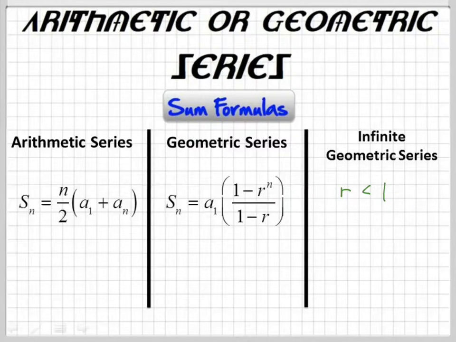But then you talk about negatives, and so you have to say the absolute value of the ratio. If the absolute value of the ratio is less than 1, then you can find the sum of an infinite geometric series. Or you can say it this way: if the ratio is a fraction or decimal, but not an improper fraction, then you can find the sum.